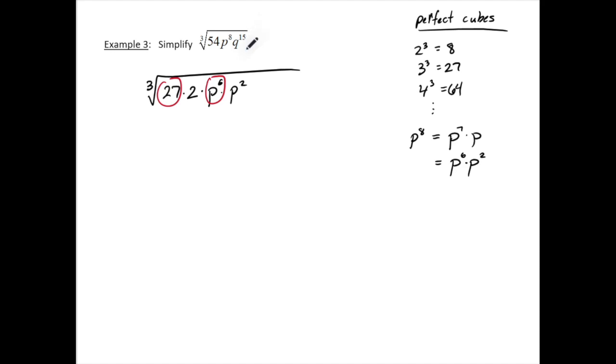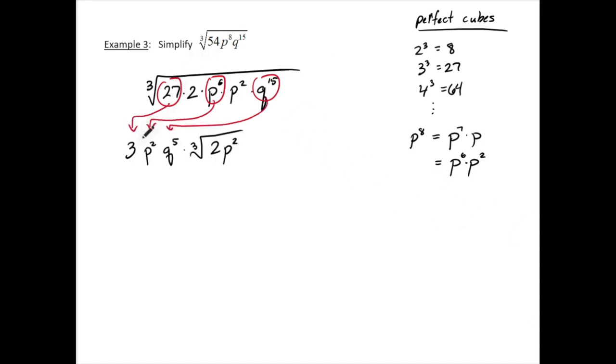q to the 15th power is a perfect cube because its exponent is a multiple of 3. So we don't have to factor the q to the 15th power. Now we'll be taking the cube root of each of these perfect cubes separately.